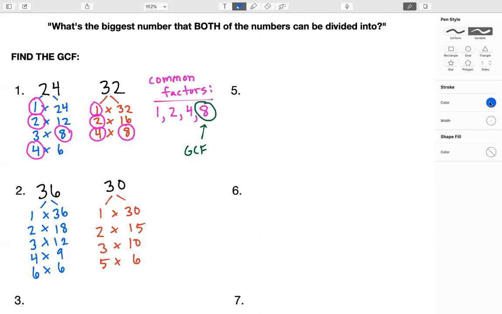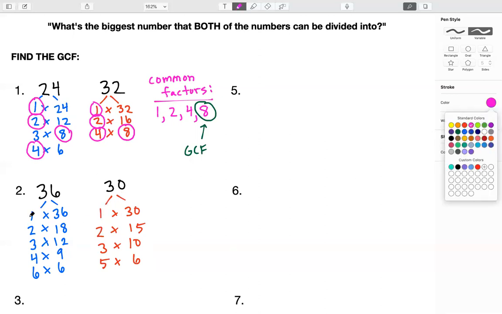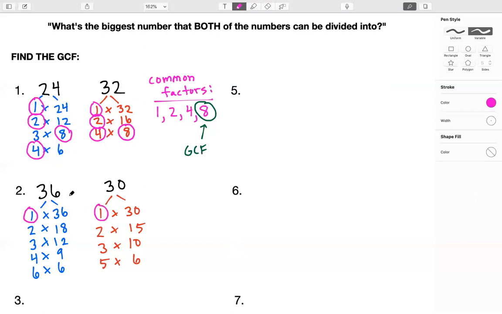Now we have to go through and ask ourselves again, what are the factors that 36 and 30 have in common? Let's find the ones that are the same. 1 and 1. 1 is always a common factor between any two numbers, but they're both even, so they have 2 as a common factor. They have 3 as a common factor. They have 6 as a common factor. What else here? Going through, I don't see any other common factors.